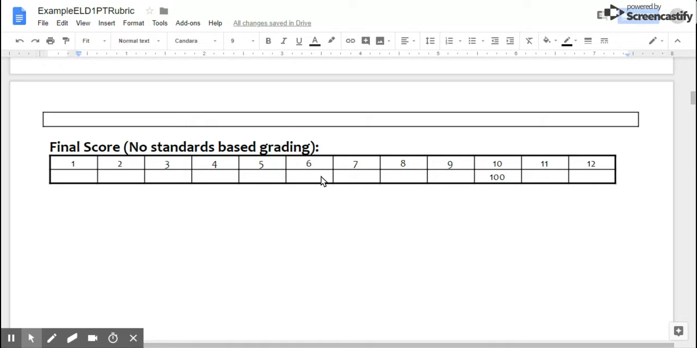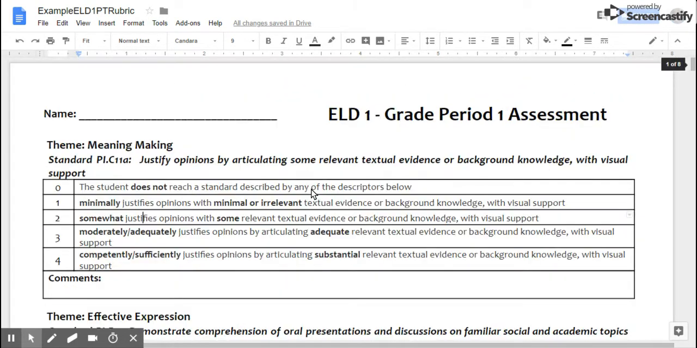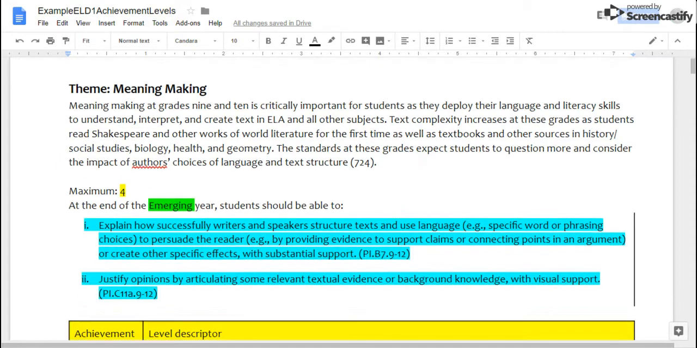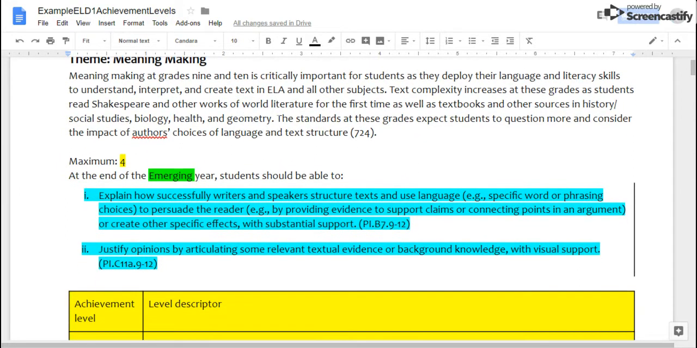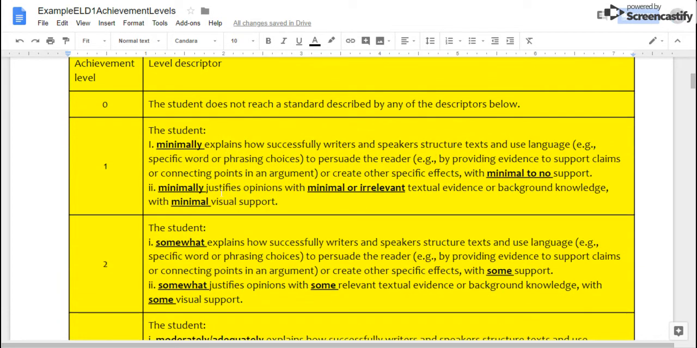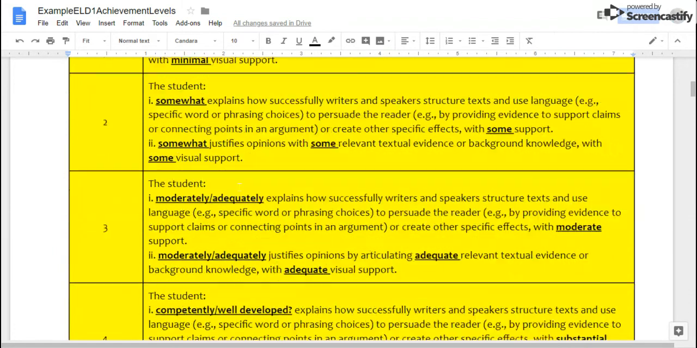So how did I get to a final rubric for just one assessment? I first went to my specific grade level standards that I'm focusing on. So imagine this is for ELD1. I decided I'm going to focus on 2 meaning making ELD standards, which are right here highlighted in blue. And then I added those qualifiers for each of those 2 standards.